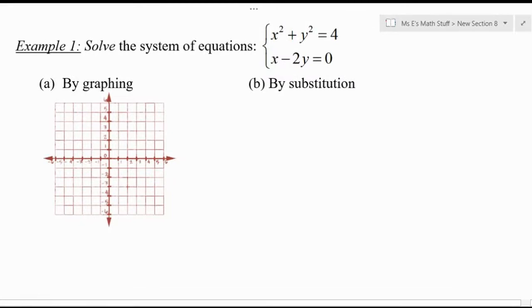All right, example 1, let's have you solve the system of equations. x squared plus y squared equals 4, and x minus 2y equals 0. For part A, let's have you do it by graphing, and then for part B, by substitution.